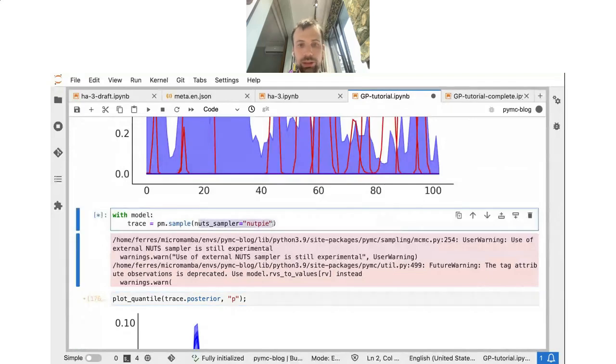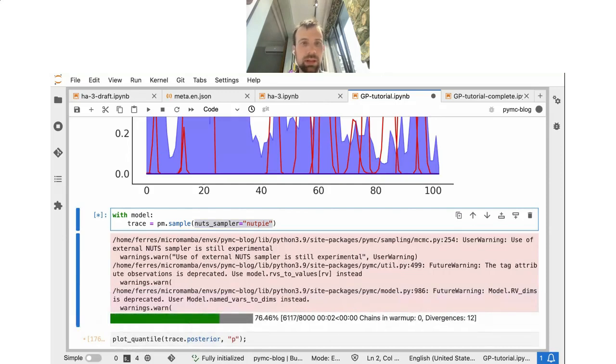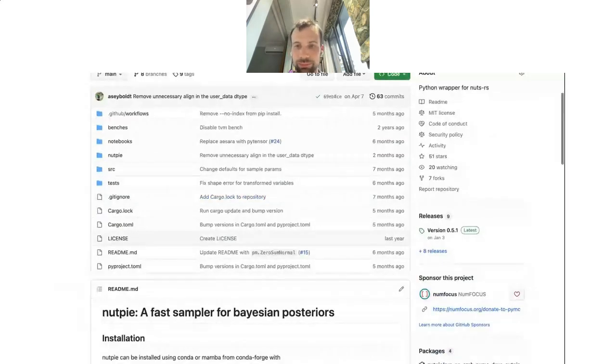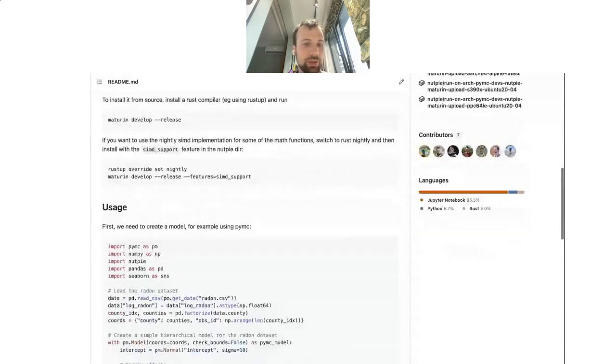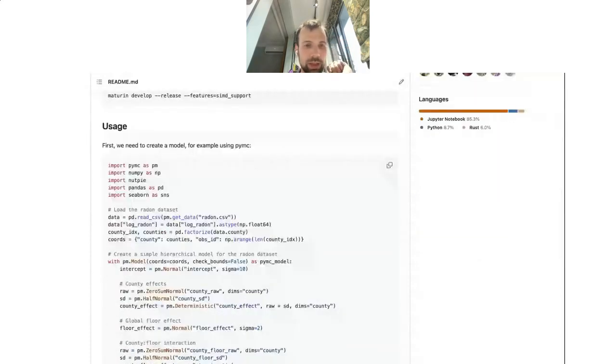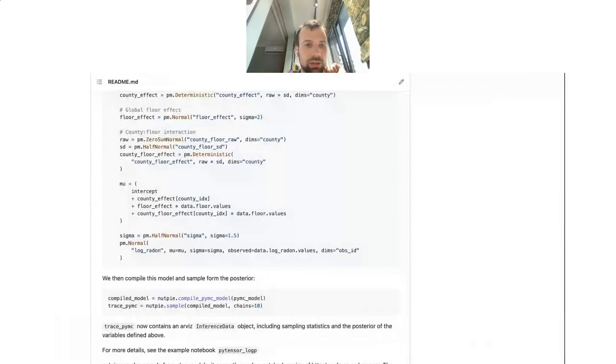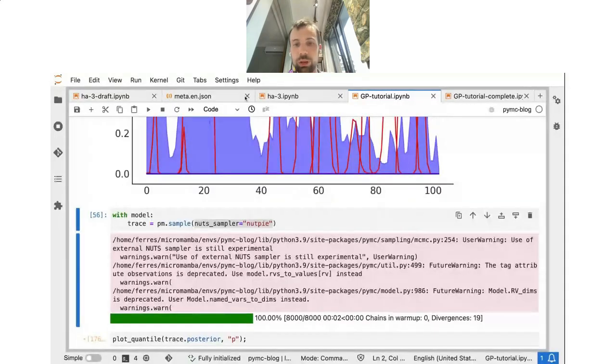Nutpie, for those who don't know, is the PyMC sampler which is written in Rust. Well, we can go visit the nutpie web page. So nutpie is written by Adrian, one of the PyMC developers, and it is very, very efficient on CPU. In order to use a PyMC model, it converts the computational graph to numba and then samples using a Rust implementation of NUTS with very advanced adaptation metrics. Let's go back to our example.